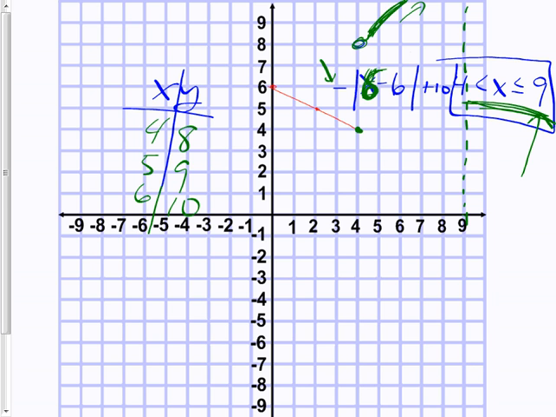Okay, let's try another one. Let's do number 2 together, unless you guys are already done with number 2 and want help with number 3 or something. How do you know what numbers to put in? Well, because it tells you it's between 4 and 9, so that would be the logical numbers to put on the chart, because it says it's only good between 4 and 9.